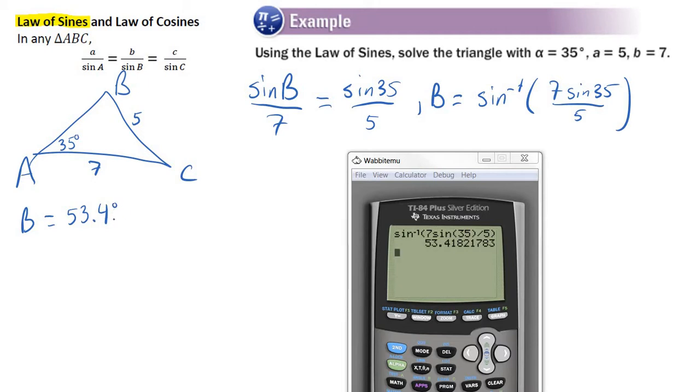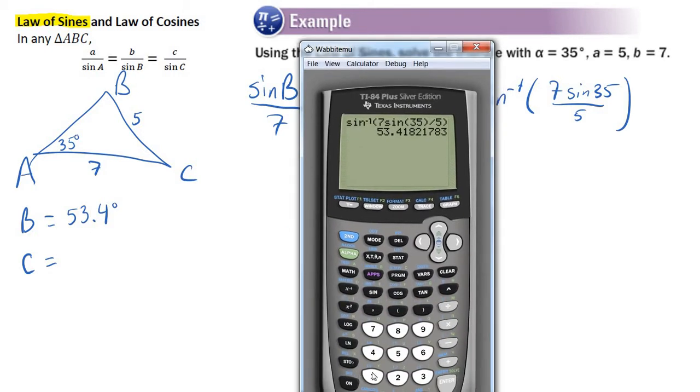Okay. Let's go ahead and clean this up. Let's solve just like normal, and then we'll talk about other scenarios. So the next easiest thing to do would be angle C, of course. So if I go back to my calculator, and I just do 180 minus 53.4 minus 35, because we know those angles have to add up to 180. So C could be 91.6.